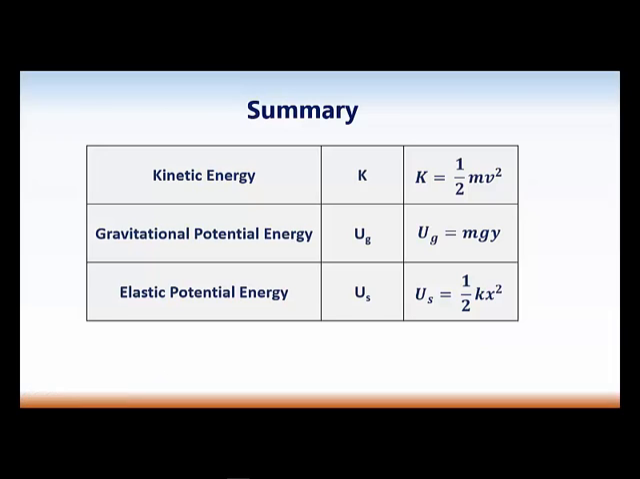So here you have a summary of the three types of energies that we have discussed in this lesson. There's kinetic energy, energy of motion, given by 1/2 mv squared. Gravitational potential energy, or energy of position, given by mass times gravity times the displacement. And finally, elastic potential energy, which is given by 1/2 kx squared, where k is the spring constant.